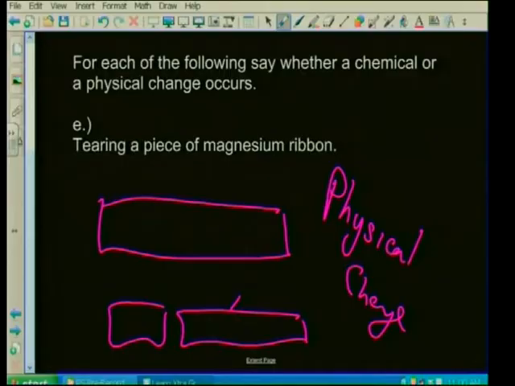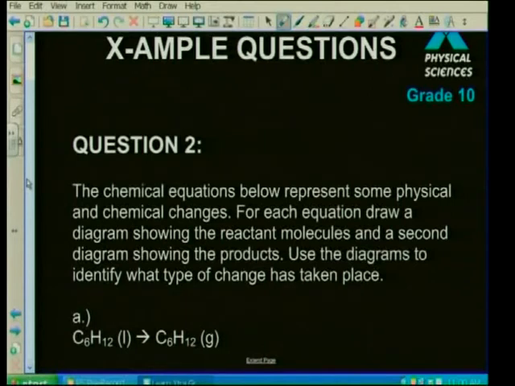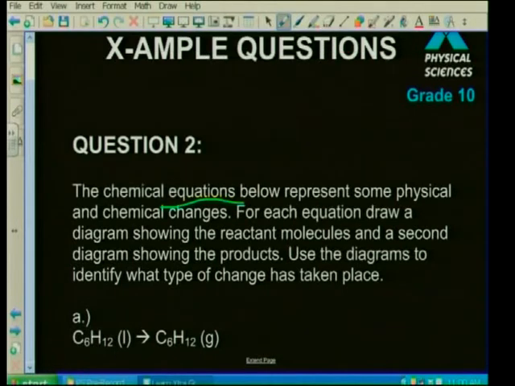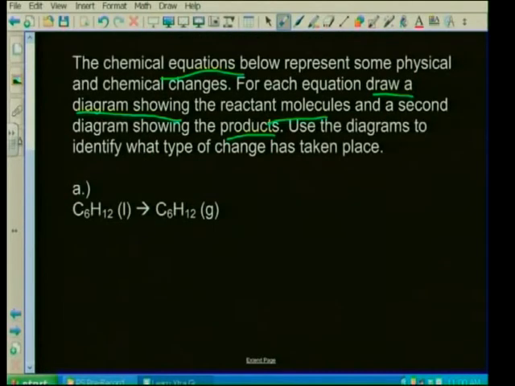Right, let's move on. I think we've got another question coming up here, on the chemical equations that are written below. Now, this is an interesting thing. What we're going to say is that in some cases we represent chemical change by an equation. And you've done some equations before. We'll get to those. For each equation, draw a diagram. So we have to draw a diagram showing the reactant molecules and a second diagram showing the products, and then use the diagram to decide what type of change has taken place.